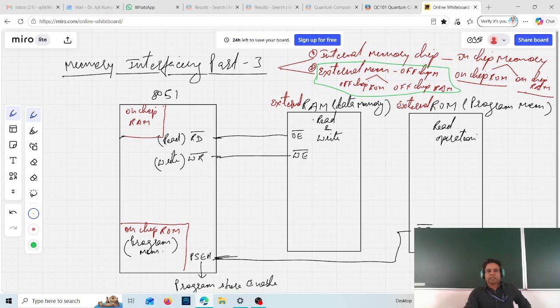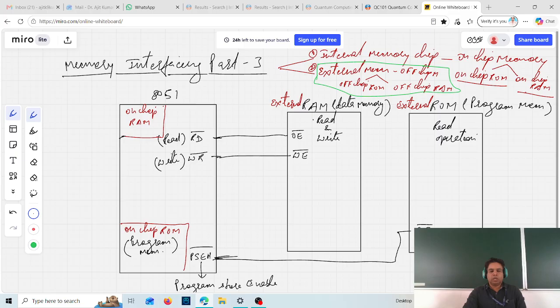So you have to understand these connections. When the microcontroller wants to do read and write operations with the RAM, then the RD and WR pins are used. And when the microcontroller wants to read any instruction or program from the external ROM, then the PSEN pin is used, which is also an active low pin. This PSEN pin is connected with the OE pin of your ROM.